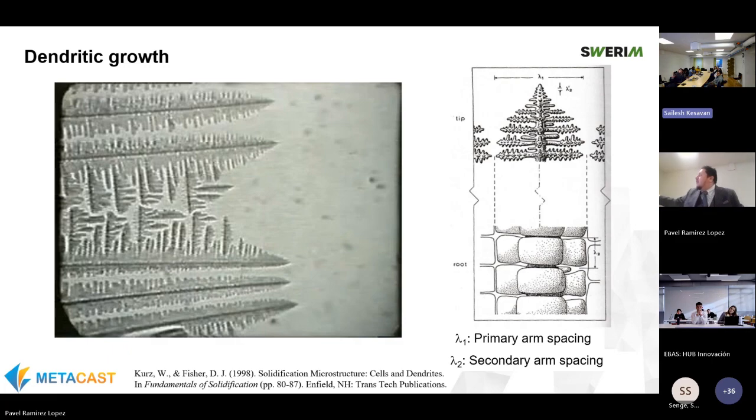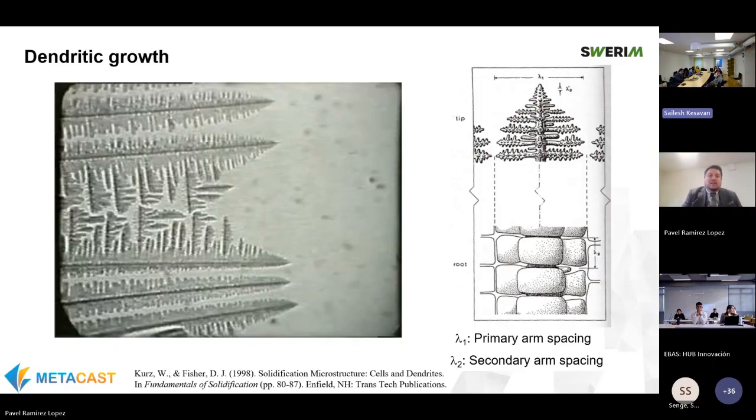And we have the definition of a few points here. First, the primary arms, which are these axes where the dendrites are going. And then we have also the formation of branches. And these branches are the secondary arms. These branches themselves have arms too, which are the tertiary arms and so on. And what is important is that we use these characteristics for the dendrites, primary arm spacing, which is the spacing between the axes, and the spacing between the secondary arms, to characterize the solidification structures. So that's what this slide is about.